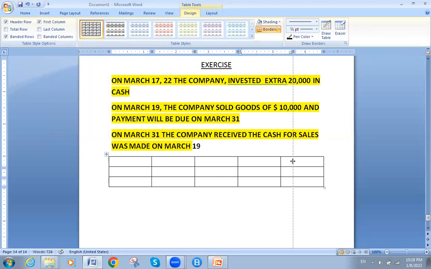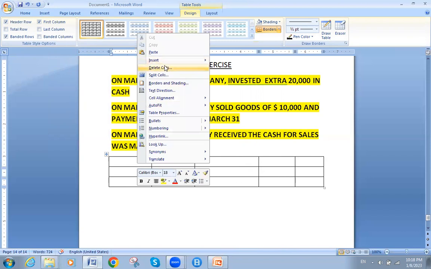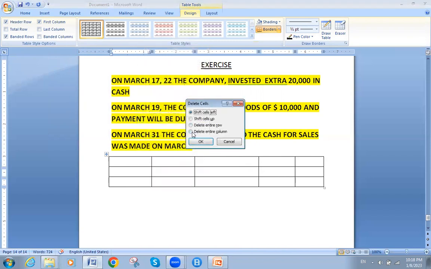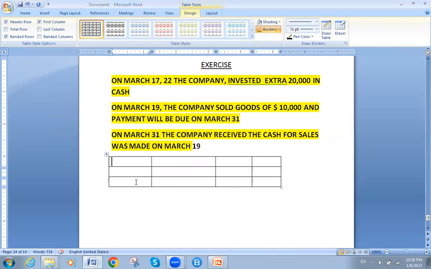This will be our first line, and we don't need all these columns. We need 1, 2, 3, 4 columns, but we have one more column. That's okay. Let us remove this, delete cells, delete entire column. Here we go. So now our transactions will be done in this part.